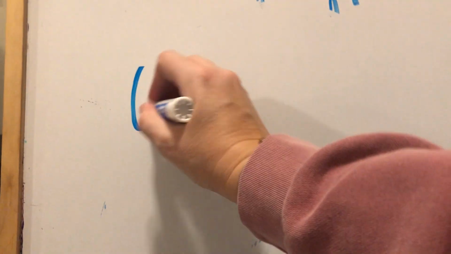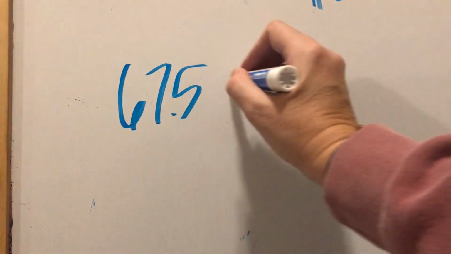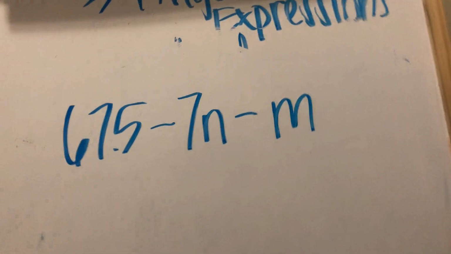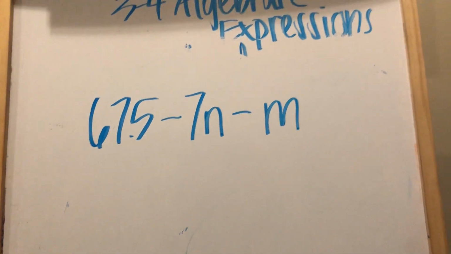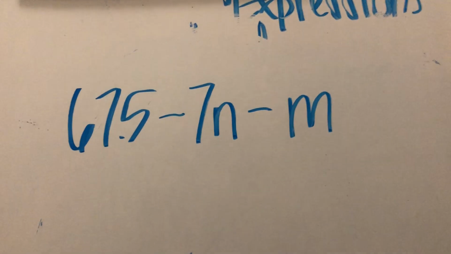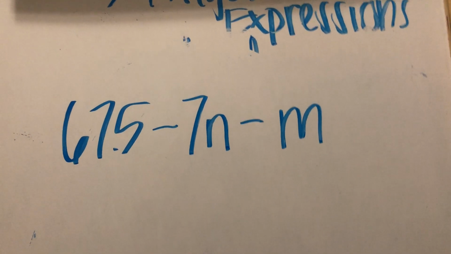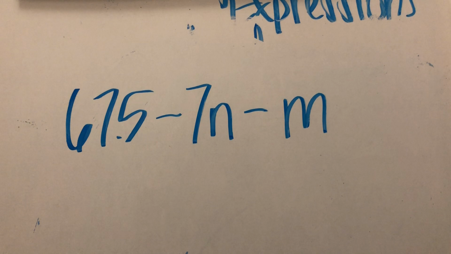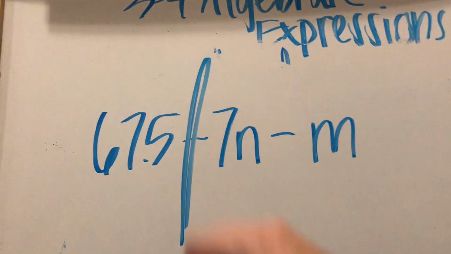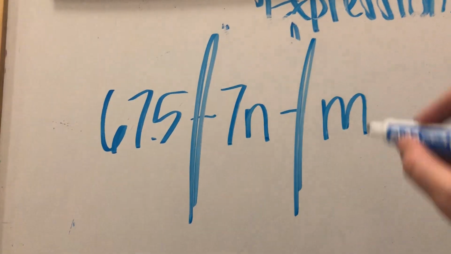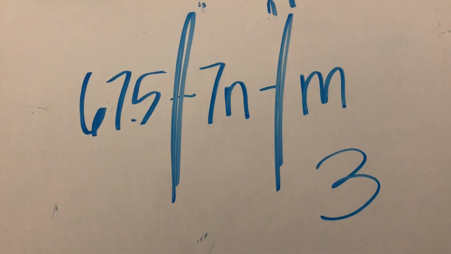And our last example for today, 67.5 minus 7n minus n. Now, first thing, let's take a look at this problem and figure out how many terms are in this expression. So we're going to divide up wherever we have that addition or subtraction sign. So we have one here, another here. So there are 1, 2, 3 terms.